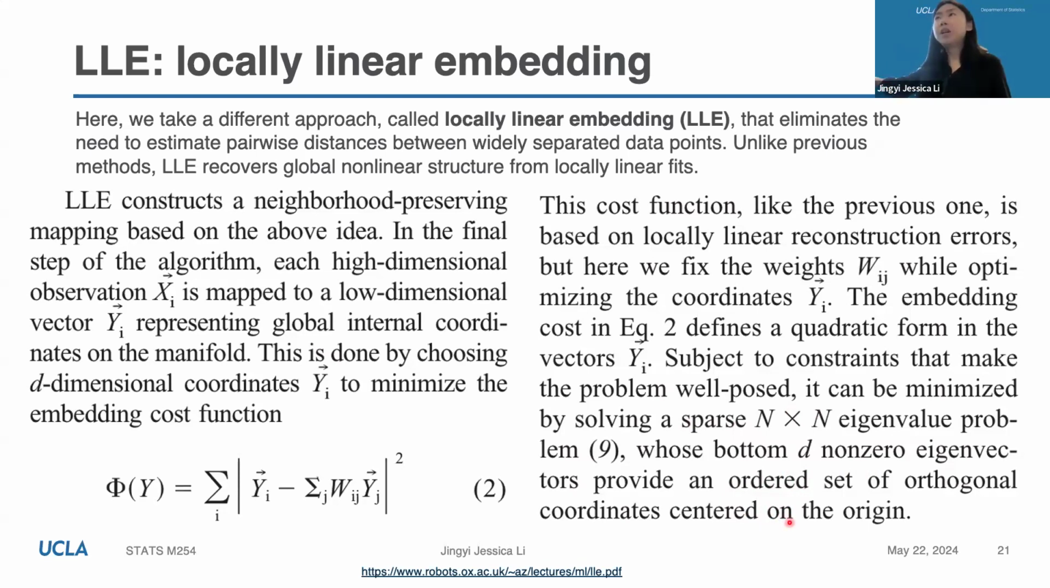So, for this problem, it turned out to be finding the bottom D non-zero eigenvectors instead of the top D. All right, so I feel like this can give you some intuition that linear algebra is very important for machine learning and data science, because you're basically doing linear algebra. Even though it's nonlinear for the manifold, when you solve this local linear problem, it's linear algebra.